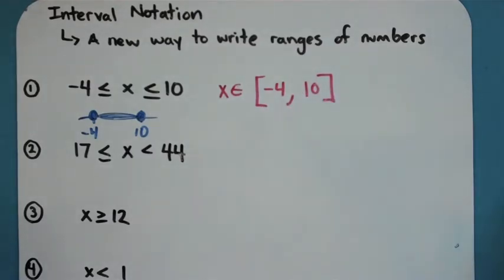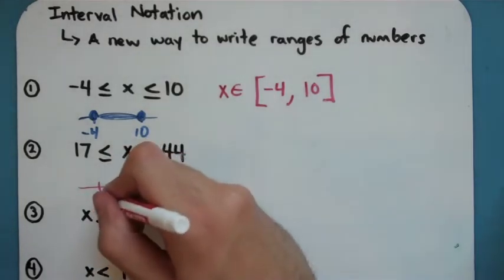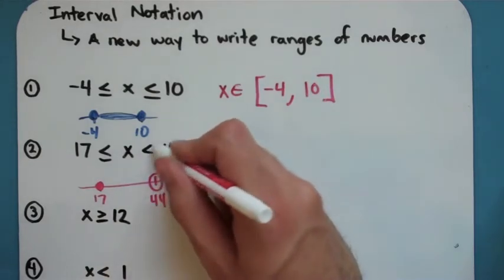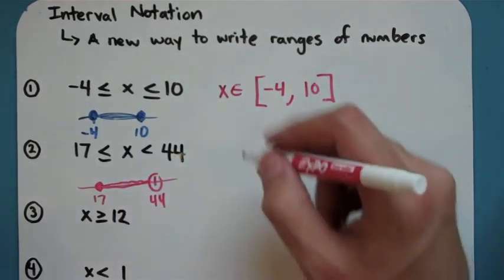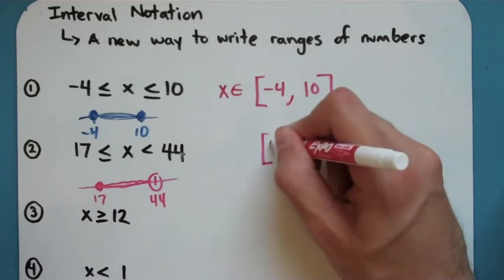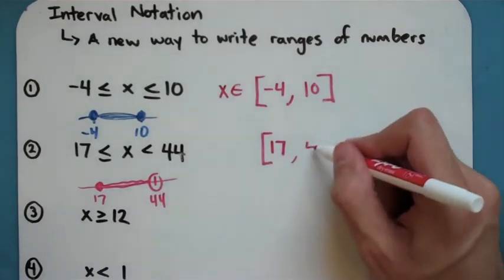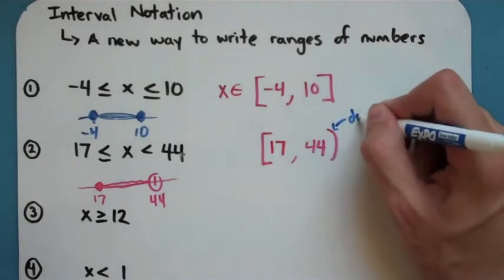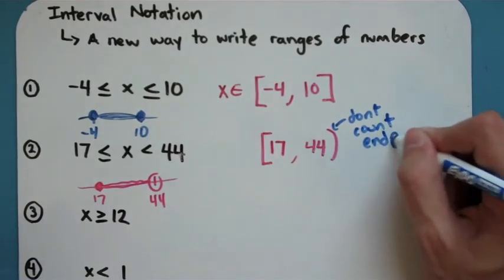So on my second problem here, it's the same sort of idea. If I were to graph this on a number line, this time though, I would want the 17. I would not want the 44 because it's just less than there. So I would have an open circle and I would still shade in between. So when I'm writing my symbol here, I would have my 17 in a square bracket, and since I don't want 44, when I write that part, I'm going to use a parenthesis instead of a bracket. So parenthesis means don't count the endpoints. If you see a bracket, you do count the endpoint in your range.